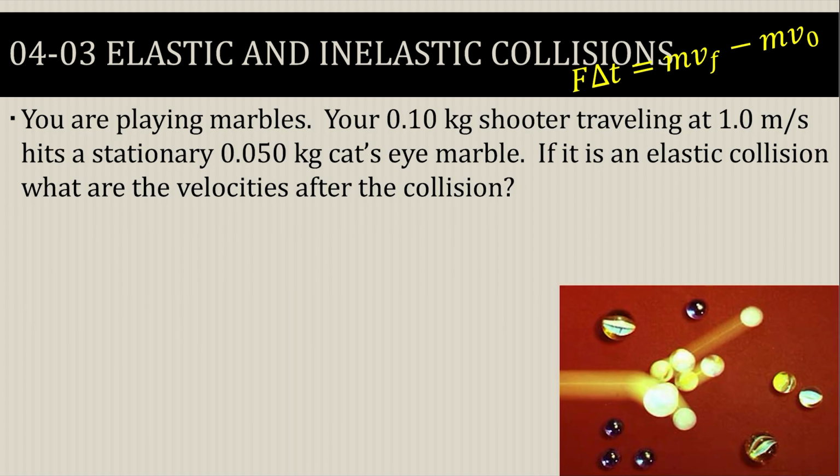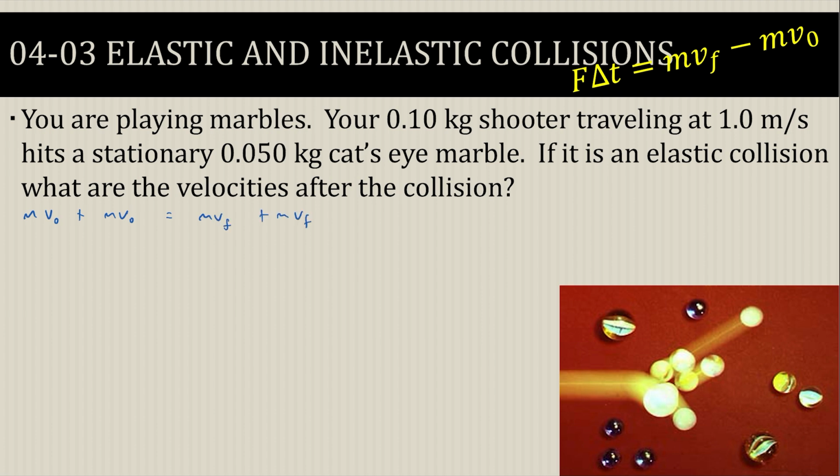Let's say you're playing marbles. Your 0.1 kilogram shooter is traveling at 1 meter per second and hits a stationary 0.05 kilogram cat's eye marble. For an elastic collision, what are the velocities after the collision? Well, since it's a collision, we can use conservation of momentum. So we can say mv plus mv equals mv plus mv.